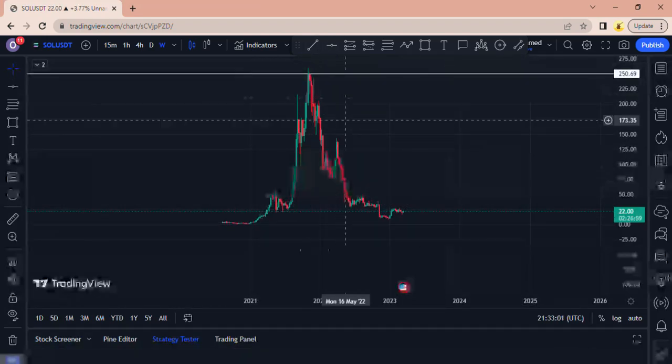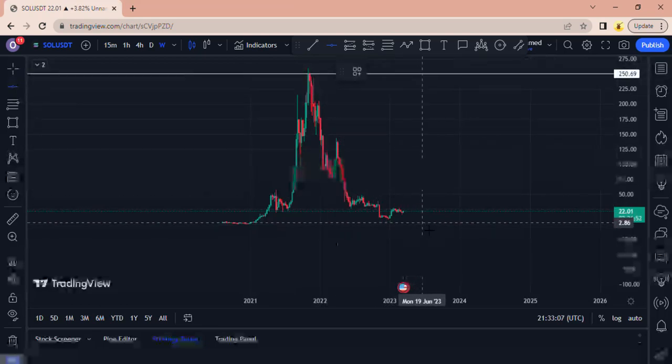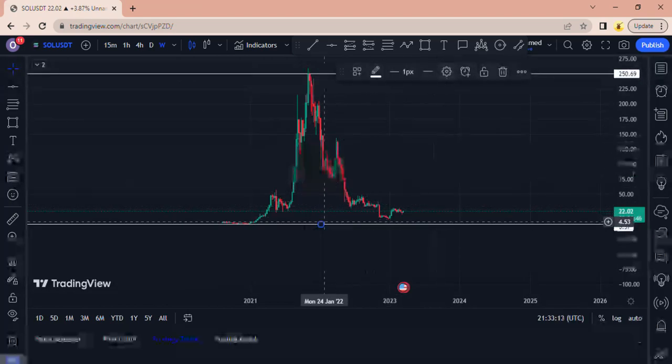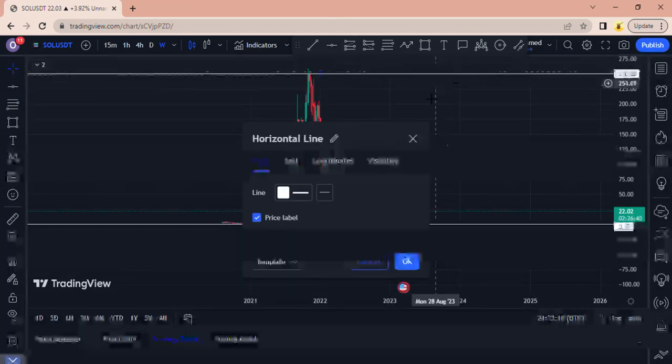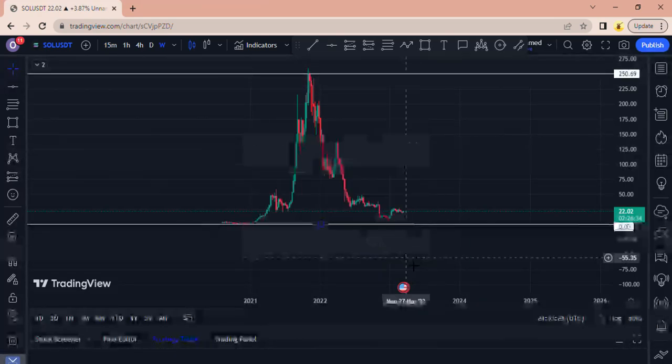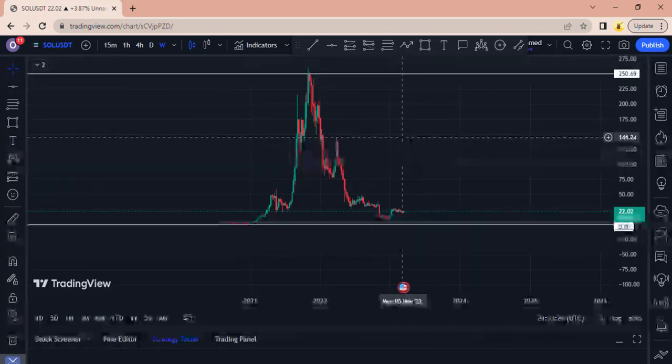So I can identify a bottom right at $0. So I'll bring my horizontal line and identify my bottom level, which is $0. I need to edit the coordinates. You come to settings, coordinates, and then you edit it to $0. So good, that's it. Now we're looking at key levels.